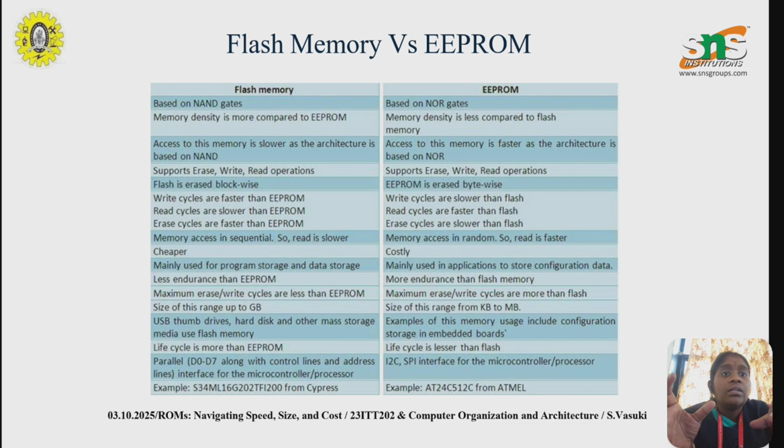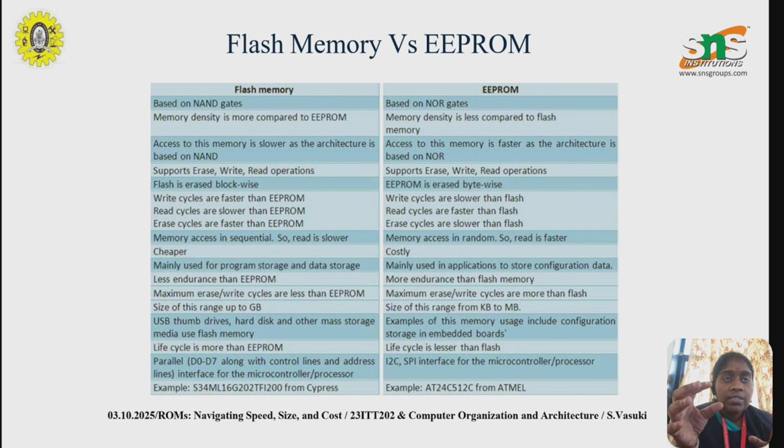Next, flash memory versus EEPROM. Flash memory is based on the NAND gate. Memory density is higher, it can store more data per area, and the speed of flash memory is slower access because of the NAND structure. Erase type is blockwise, erasing large sections at once. Operations: it supports erase, write and read, and its write speed is faster than EEPROM. Read speed is slower than EEPROM. Erase speed is faster than EEPROM. Access type is sequential because it reads the data in sequence, which is slower. And cost is also cheaper.